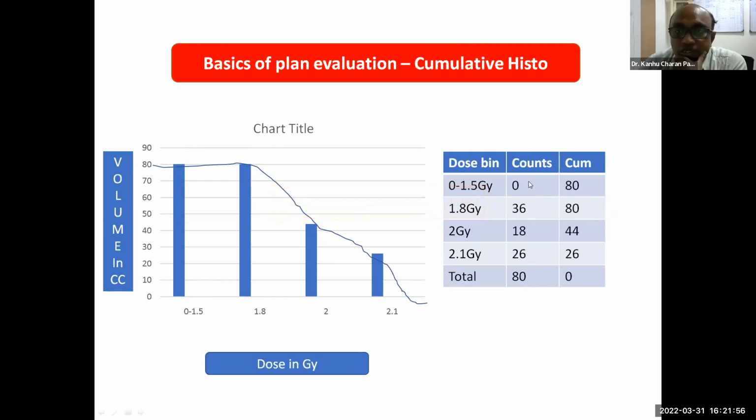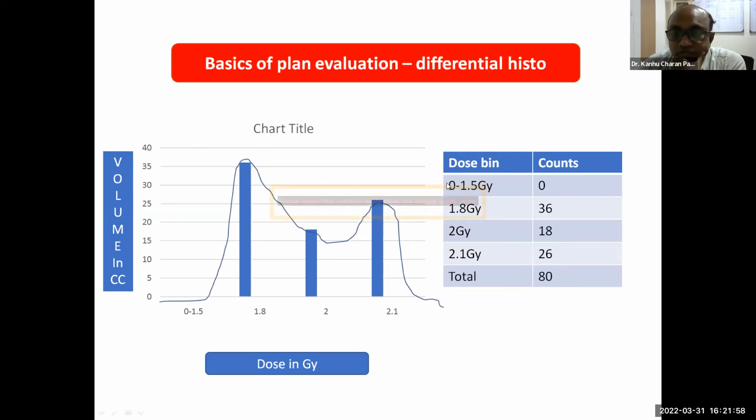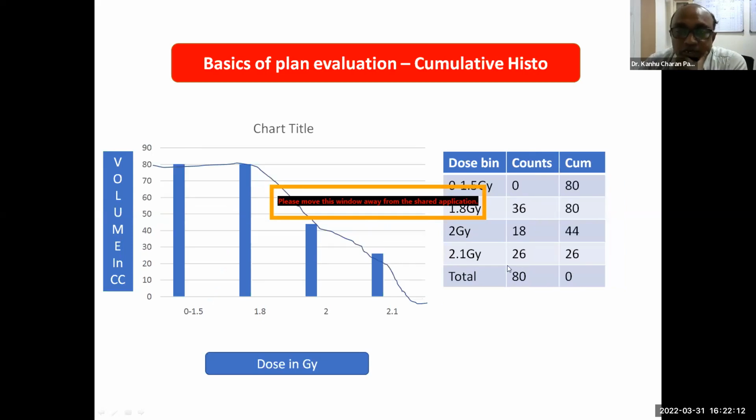In the differential DVH, from 0 to 1.5 gray the count is 0. At 1.8 gray it is 36, at 2 gray 18 voxels, and at 2.1 gray 26 voxels, total 80 voxels. So we have divided our dose distribution area into 80 voxels. And if you plot it as a cumulative histogram, you get a graph like this.